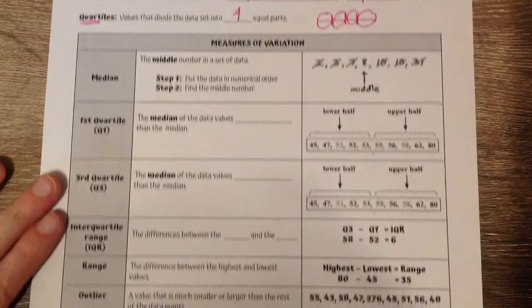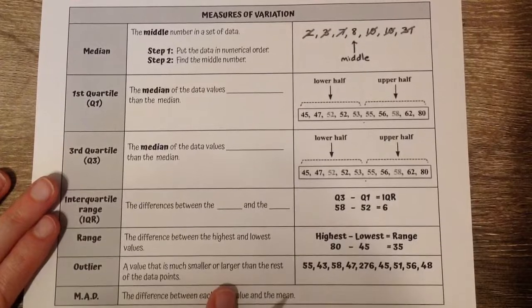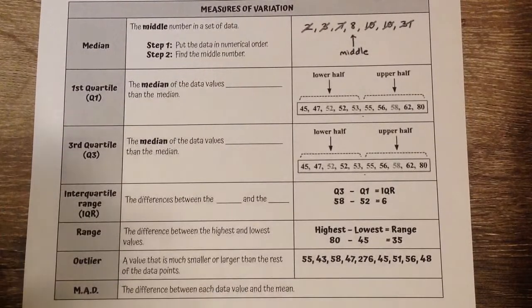So different terms that we are going to be using and things we're going to be looking for is the median. We've already talked about that. That's the middle number in the data set. Put the data in numerical order and find the middle number.